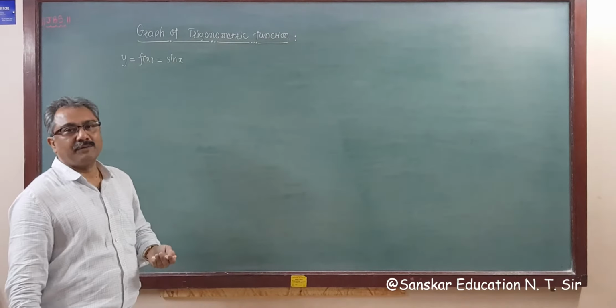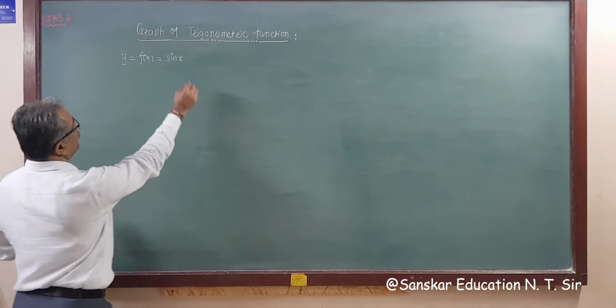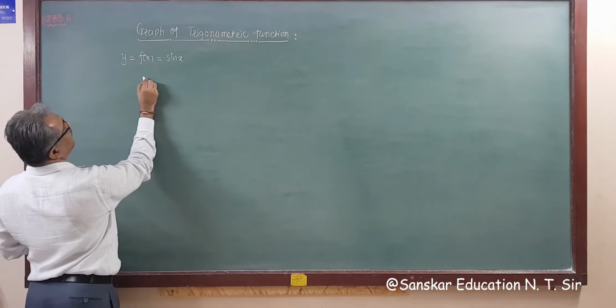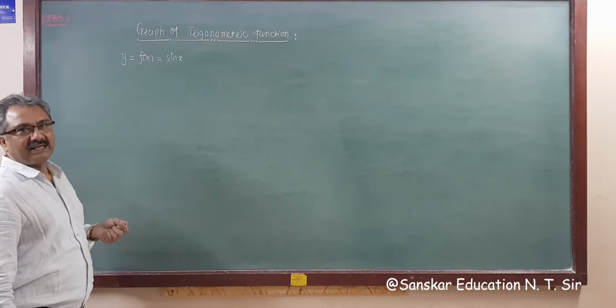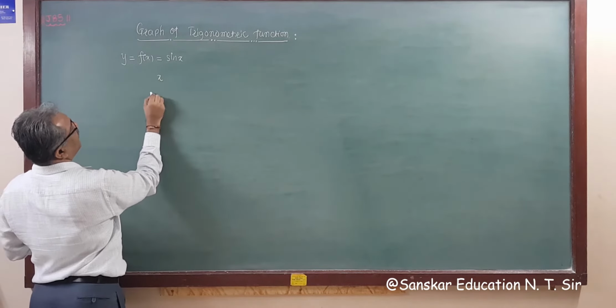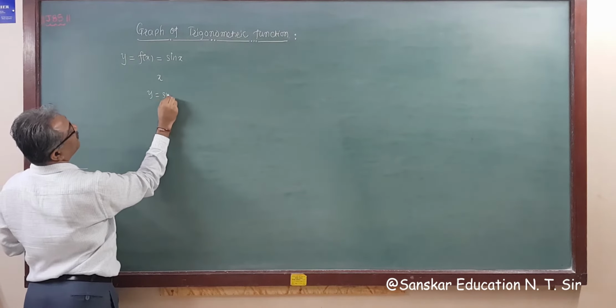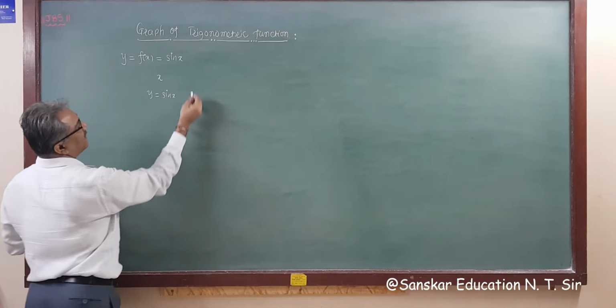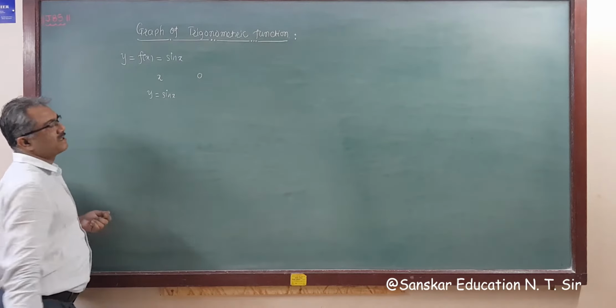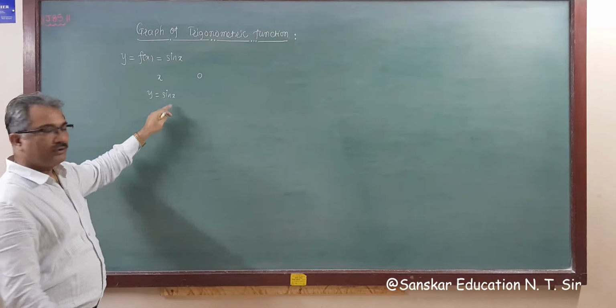Now the graph of the sine function, right? So as you know, if we are taking y is equal to sin x, then we take the value of x and what we get is y, that is y is equal to sin x. So if we take 0, then sin 0 is 0, that you know.